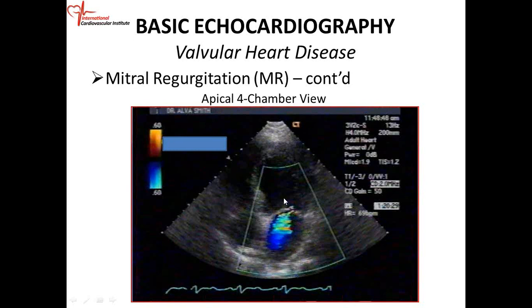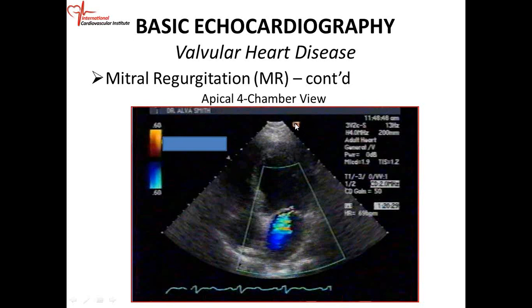Okay, flow towards the transducer is going to be different shades of red. Flow away from the transducer, different shades of blue, or if you have turbulence, you get a mosaic color. Remember, mitral regurgitation, blood is going to flow from the LV cavity across the mitral valve into the left atrium, hence it's different shades of blue.